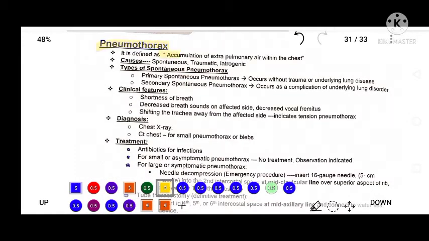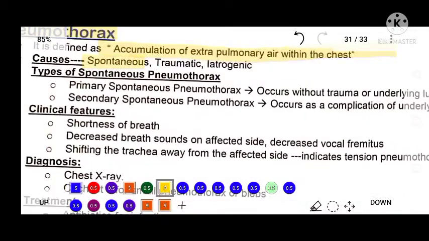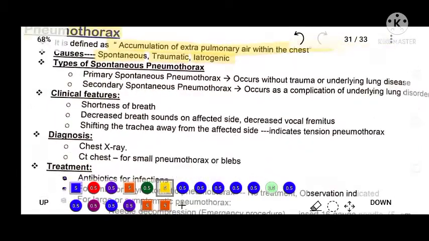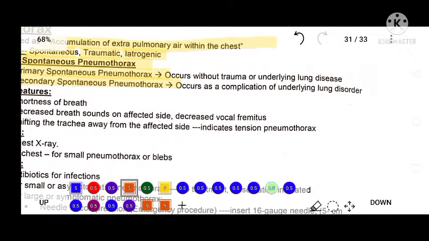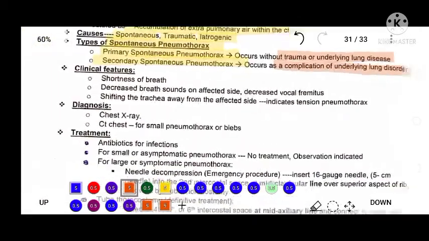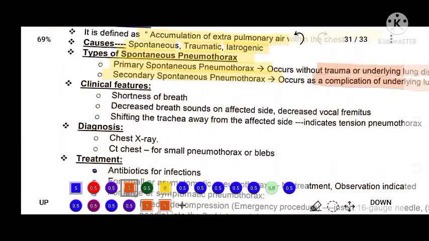Pneumothorax is defined as accumulation of extrapulmonary air in the chest. There are different causes of pneumothorax like spontaneous pneumothorax, traumatic pneumothorax, and iatrogenic pneumothorax. Now, the spontaneous pneumothorax has primary spontaneous pneumothorax and secondary spontaneous pneumothorax. In primary spontaneous pneumothorax, it occurs without trauma, and secondary spontaneous pneumothorax occurs as the complication of any lung disorder.